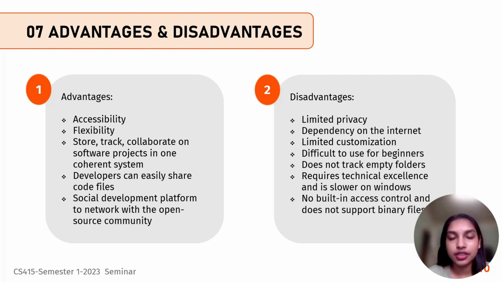Some of the disadvantages are limited privacy. This is because GitHub is a public platform, which means that all the code stored in that platform is visible to the public by default, while GitHub does offer private repositories for a certain period. Dependency on the internet. This means GitHub is a cloud-based platform, therefore the developers must have a stable internet connection to access their code. Limited customizations.